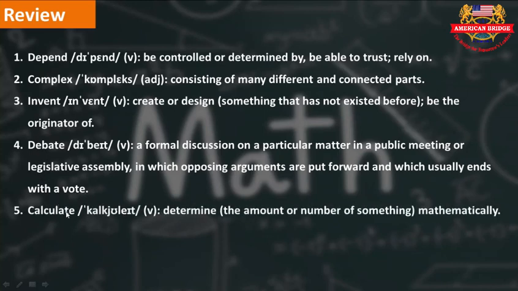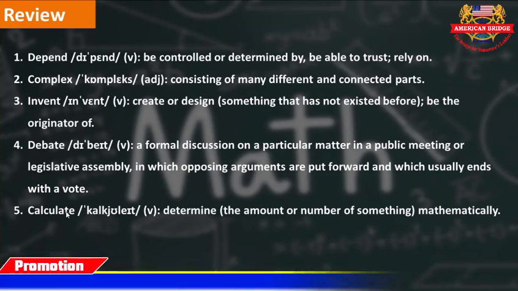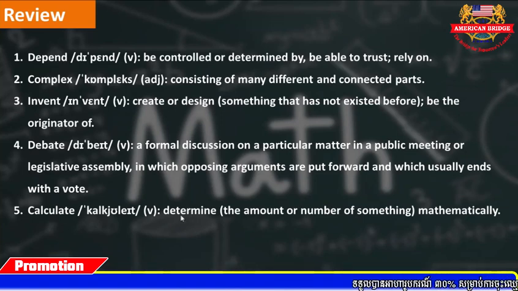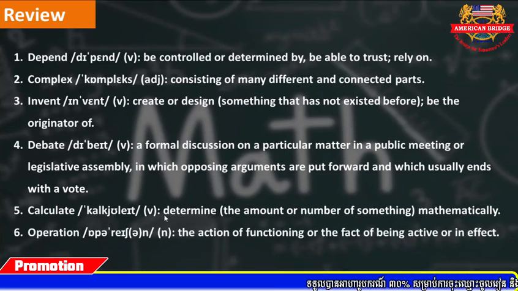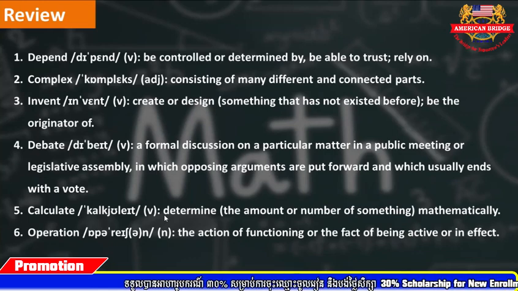Number 5, calculator, noun, an object that we use to calculate in math, okay? And calculate, verb, means to determine the amount or number of something mathematically. Number 6, operation: the action of functioning, or the fact of being active or in effect.